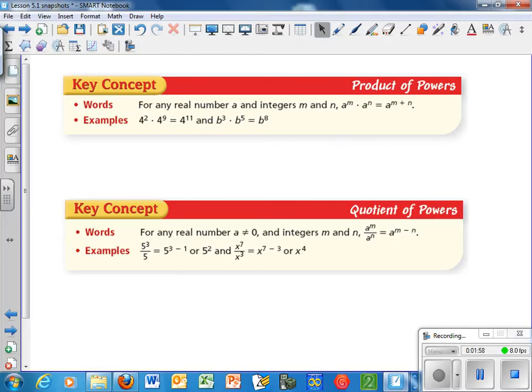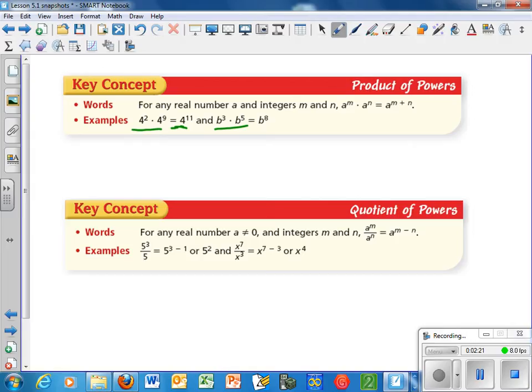Just some key concepts here. Again, this is kind of a review of the product rule that we just used there. Basically, it says add your exponents. That includes when the numbers are bases. If you have 4 squared times 4 to the ninth, the base does stay a 4, which is a common mistake, but you do add the exponents. And then if the base is a variable, obviously the base stays that variable.